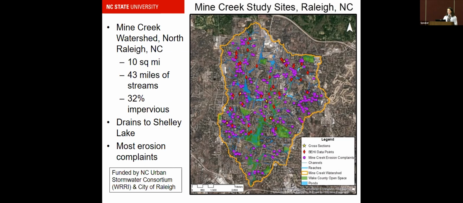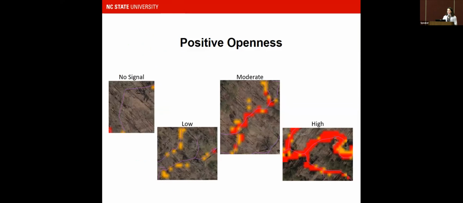We also tried to select sites that covered a range of stream sizes and a range of the positive openness signal. So using the 3-meter positive openness layer, I visually quantified the positive openness signal, where obviously there's no signal, all the way up to high signal, which is supposed to indicate a high degree of incision, so hopefully a lot of erosion.